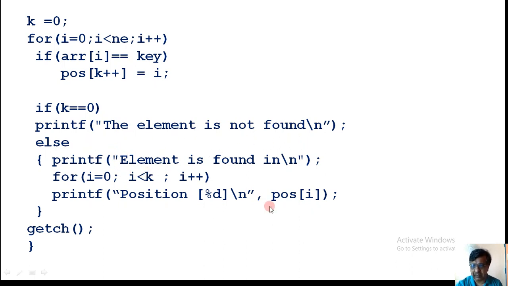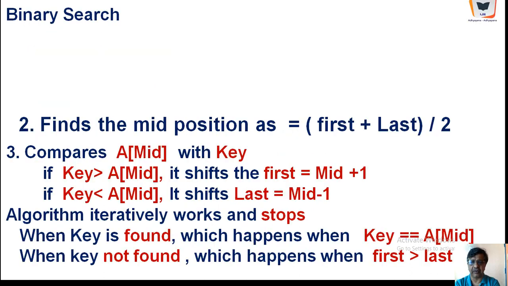Otherwise, printf: element is found in position array, which will bring in the positions. Let us say it is found in the 6th position. Position 0 equal to 6. Okay, position 6, position 7, position 8, something like this. It will be printed in an appropriate manner, the positions where exactly the keys are found.